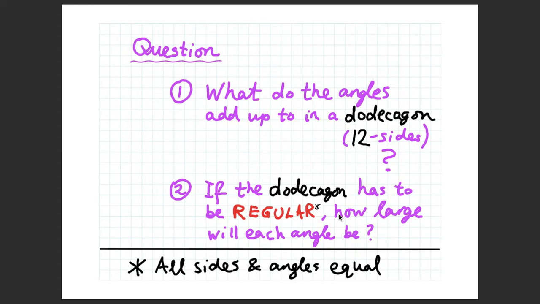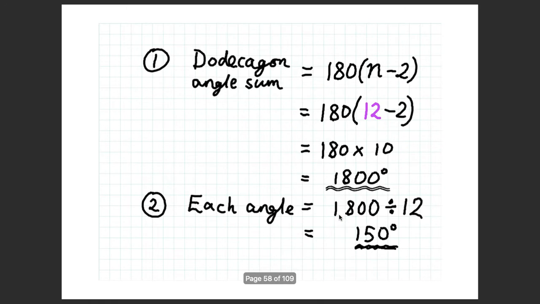So here's a similar question. What do the angles add up to in a dodecagon? That's 12 sides. And then if the dodecagon has to be regular, how large will each angle be? So again, pause the video while you attempt that. So assuming you've attempted that, let's move on.